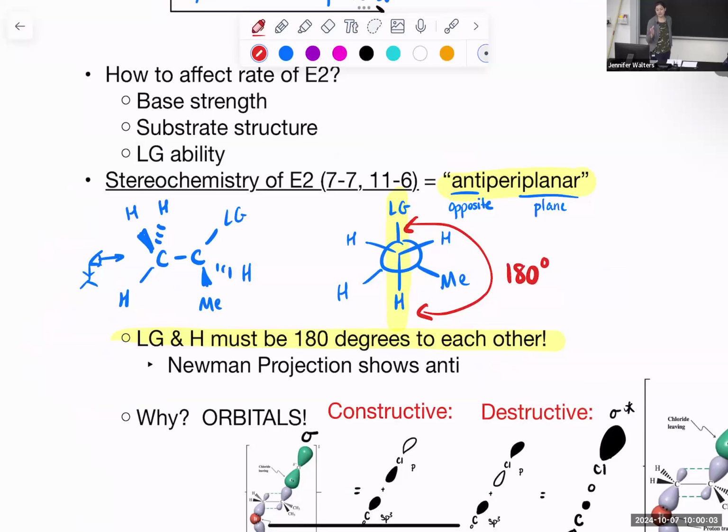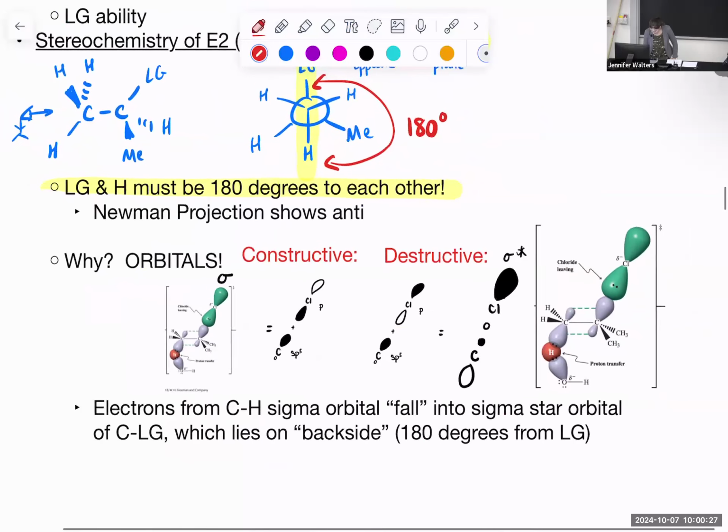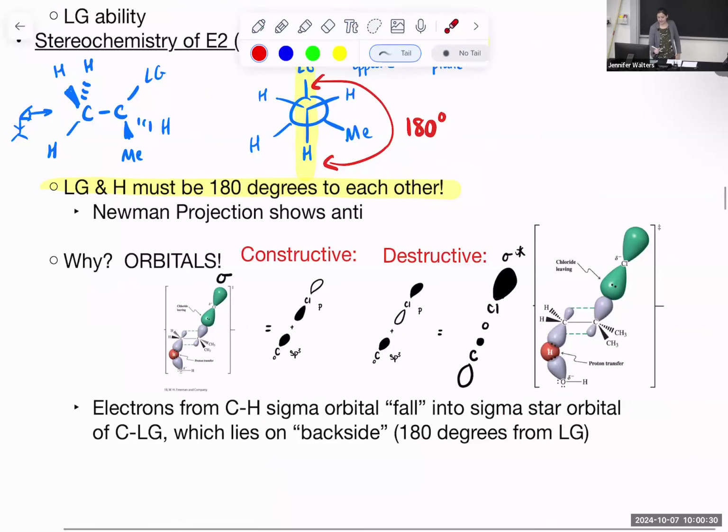In order to do E2, you must be anti-periplanar. Just like how SN2 said you must do backside attack, E2 must be anti-periplanar. It will not happen. You will have no reaction if you cannot be anti-periplanar. The reason why is because of orbitals. So why? Because I need to access that sigma star. I have to do it all in one step, so I got to get to that sigma star.